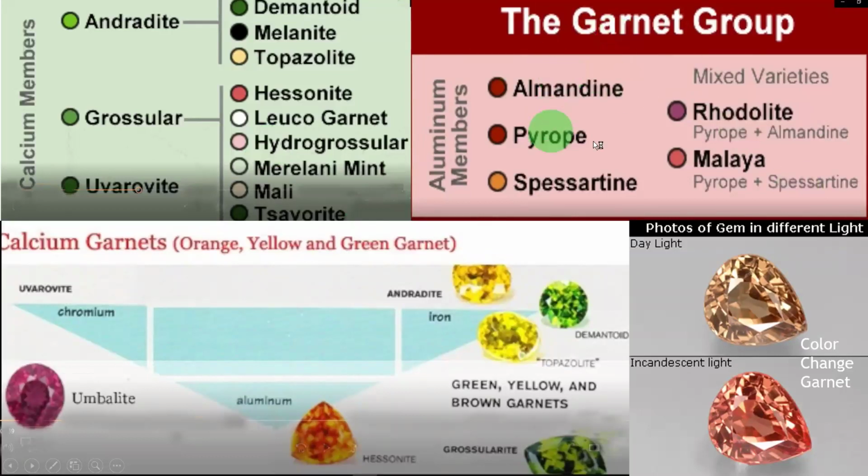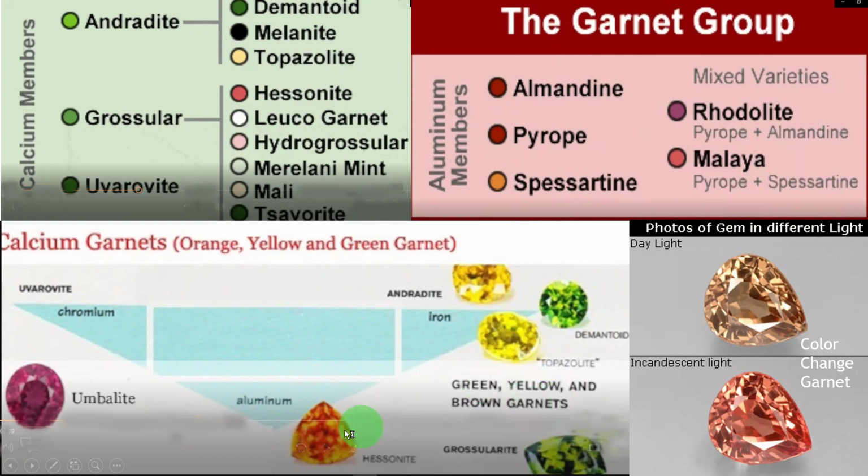Aluminium members: almandine, pyrope, spessartine, rhodolite. That is a mixed variety, pyrope and almandine. Both are in rhodolite. Malaya garnet, pyrope and spessartine. All are aluminium members. Calcium garnets have colors orange, yellow, and green. These are the calcium garnets: uvarovite, andradite, demantoid. Demantoid is a very special garnet and an expensive, rare garnet. Green, yellow, and brown garnets.